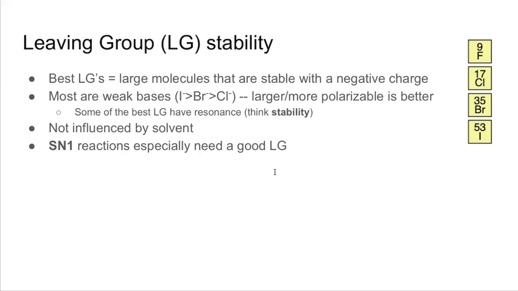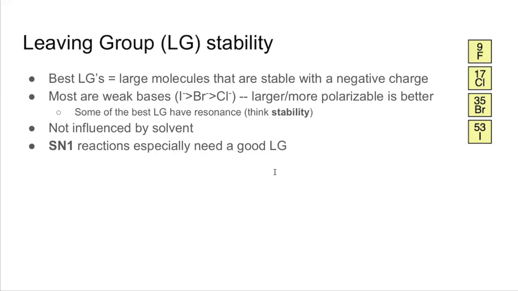Most leaving groups are weak bases. You'll notice that I think almost every single time I picked bromine because it's an example of a weak base. And the bigger the molecule is, the better. A big molecule is also going to be more polarizable, meaning that it can spread charge about itself and keep itself stable with that negative charge. So in general, as I've said again, the more stable you are as a leaving group, the better.